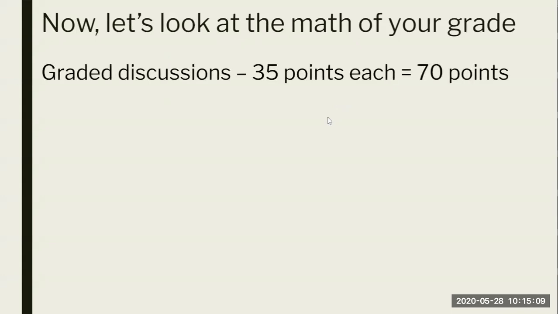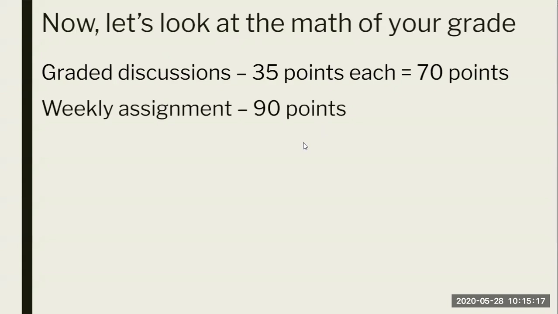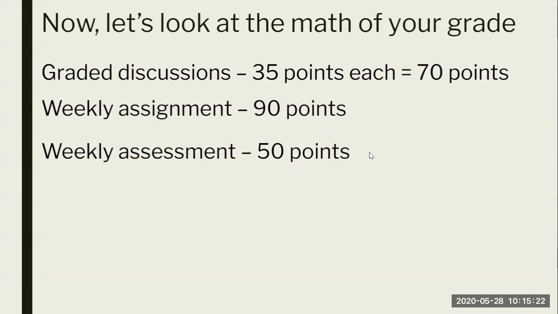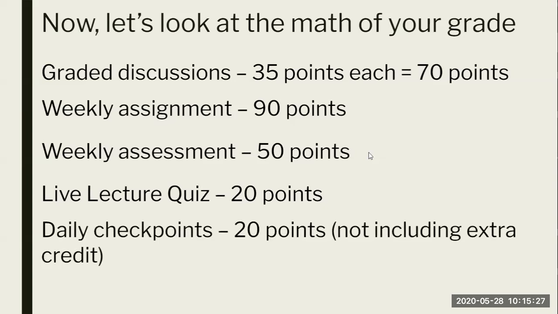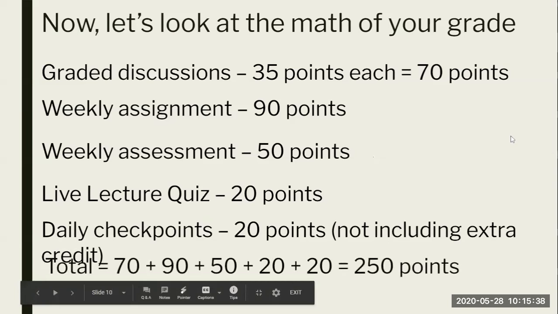So let's take a look then as we finish up today to look at the math for your grade in this class. So each of your graded discussions are 35 points. That means you got 70 points each week going towards your discussions. Your weekly assignment is worth 90 points. Your weekly assessment is worth 50 points. And the live lecture quiz is worth 20 points. Then you've got your daily checkpoints. 4 of them are required. So you've got 20 points that can come from that. That means that each week you've got 250 points that you can earn.